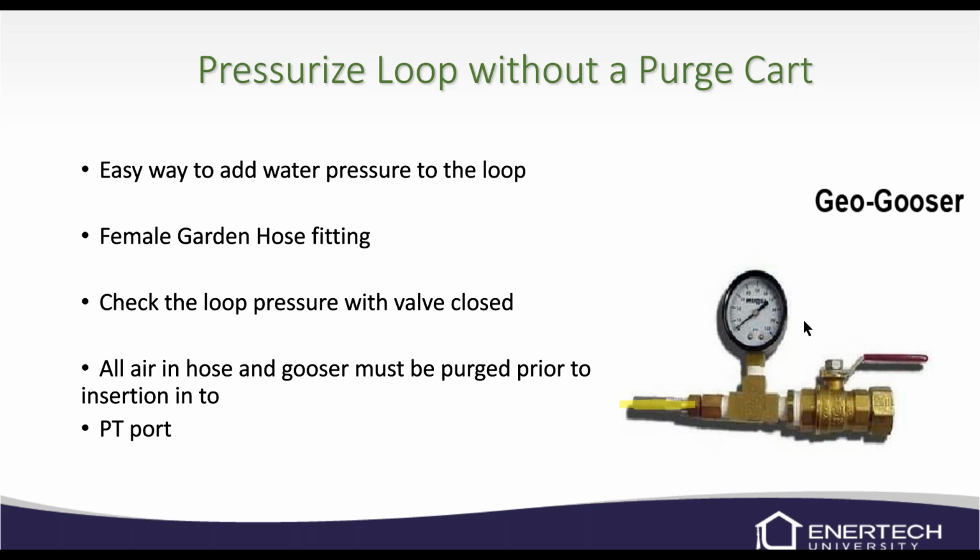So if that happens, then you can use this gooser to go ahead and build that pressure back up. Basically, it's going to use city water pressure to build that pressure back up. Normally, it doesn't take a lot of fluid volume to build that pressure back up. Once the pressure gets to zero, it kind of stops there, so it doesn't really take a whole lot to get that pressure back up.